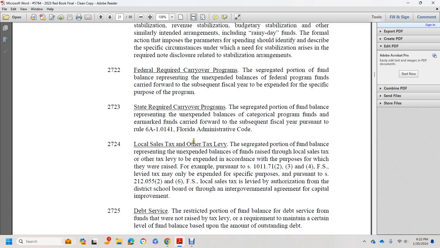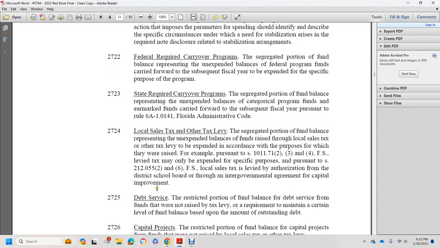2724, local state fund, tax other than the tax levy. The segregated portion of the fund balance for the presentation of the balance of funds raised through the local school sales tax other than the tax levy, to be expended in accordance with the purpose for which they were raised. For example, pursuant to Florida Statute 1011.71(2), (3), and (4), the tax may only be expended for specific purposes pursuant to Statute 212.055(2) and (6), local sales tax levy, the authorization for the district school board, or through an intergovernmental agreement for capital improvement.